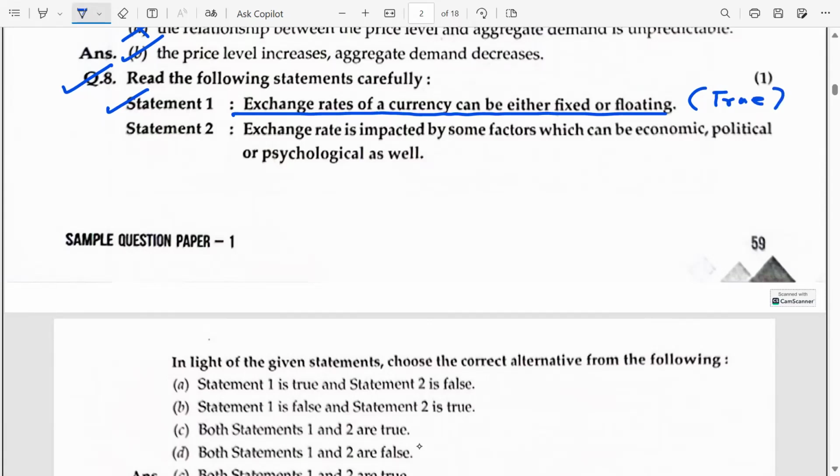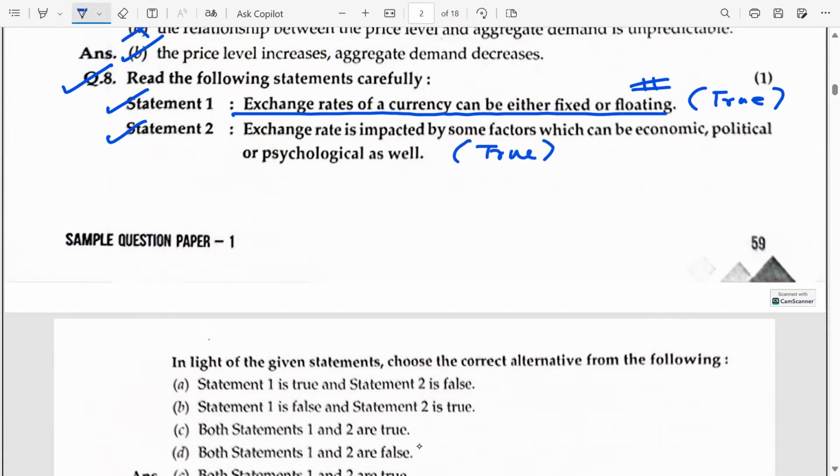Fixed exchange rates are when there is complete government intervention, when demand and supply of foreign currency is determined by full control of the government, when the government fixes the exchange rate. On the other hand, floating exchange rate occurs when the exchange rate is determined by market forces of demand and supply. There is no government intervention at all in a floating exchange rate system. So it's true. Statement 2, exchange rate is also impacted by some factors that are economic, political, or psychological as well. True.